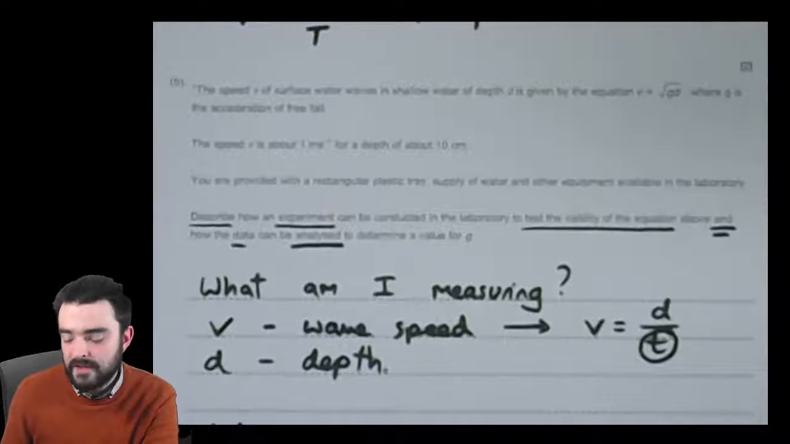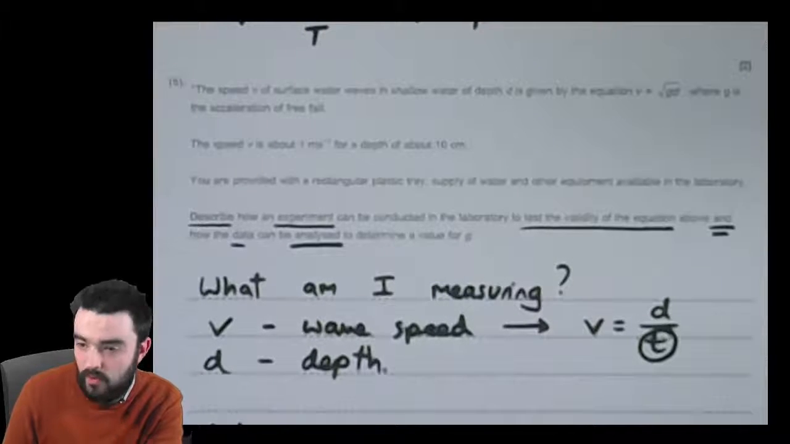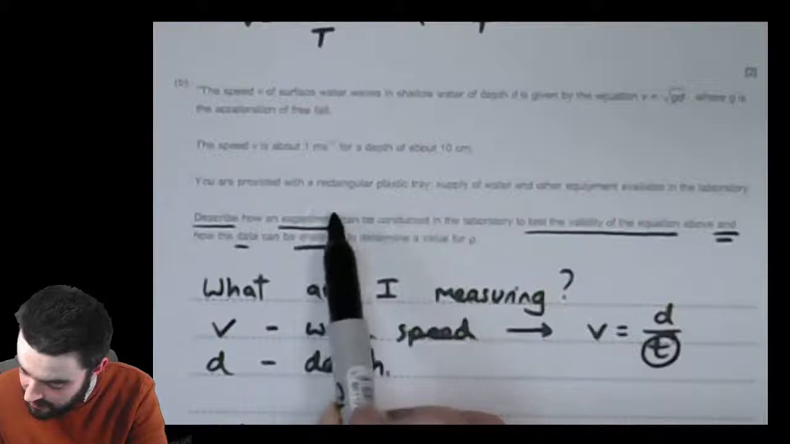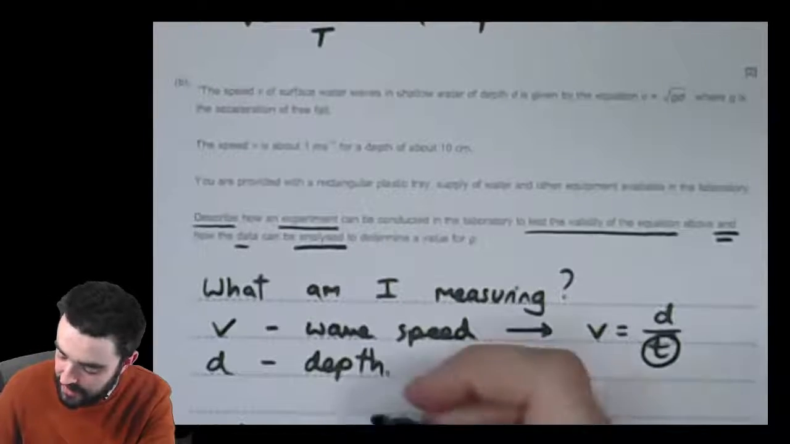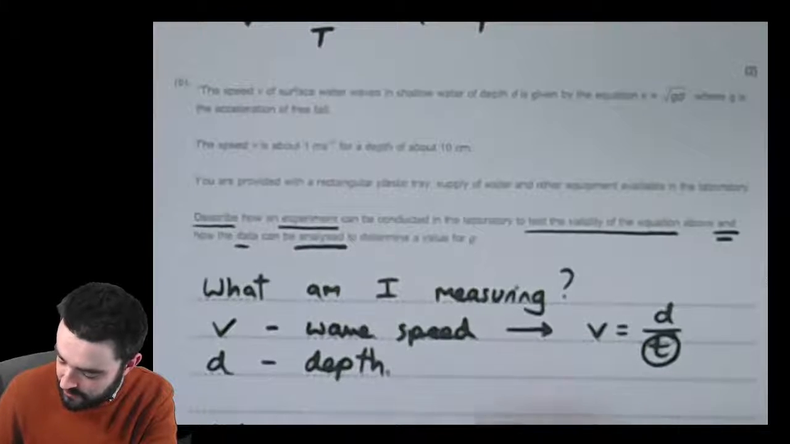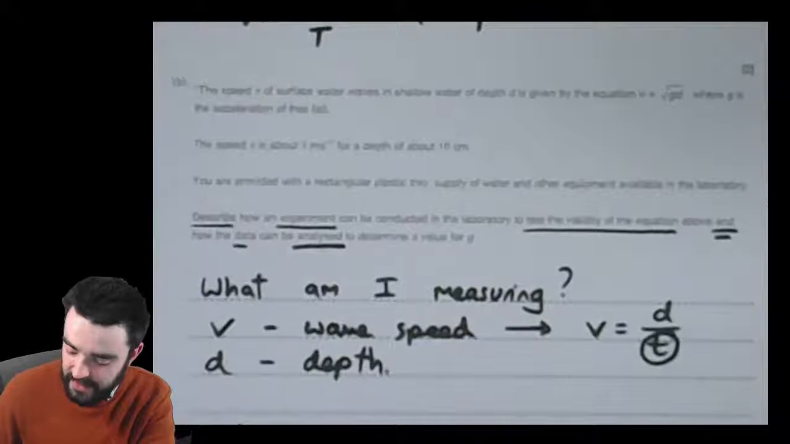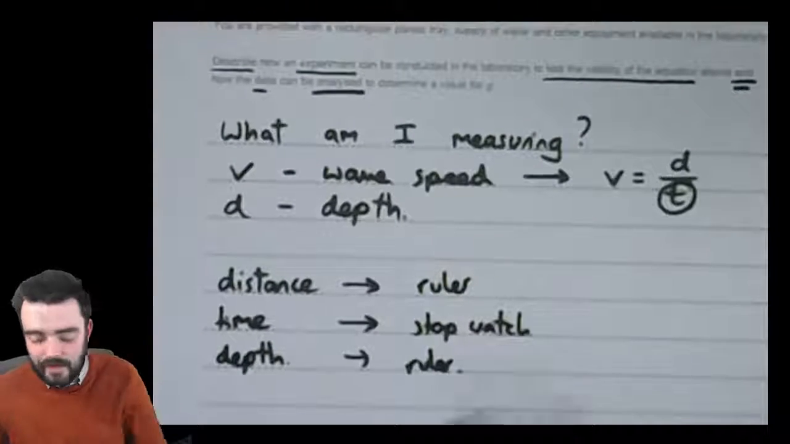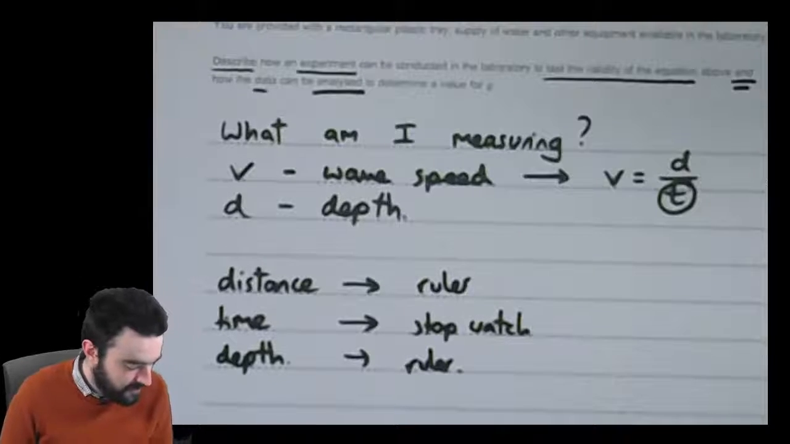So how am I going to do each of these things? Well, the distance, I can have a consistent distance, so it's a rectangular plastic tray, so I'm going to measure that using a ruler. How am I going to measure the time? Well, a stopwatch. And how am I going to measure the depth? Well, I can use a ruler again. There are other things you could measure, but here are some sensible things.